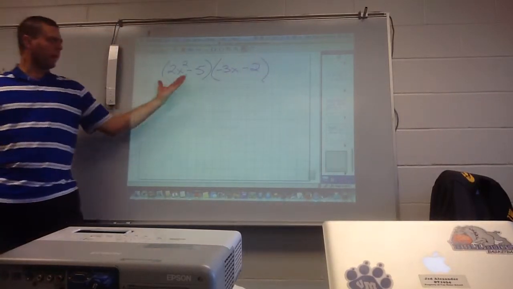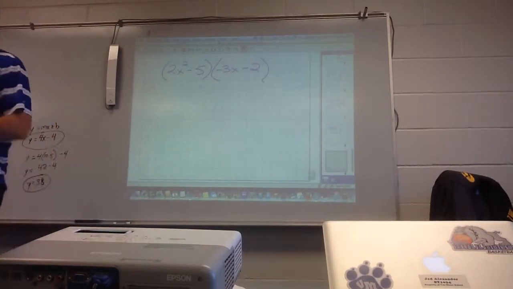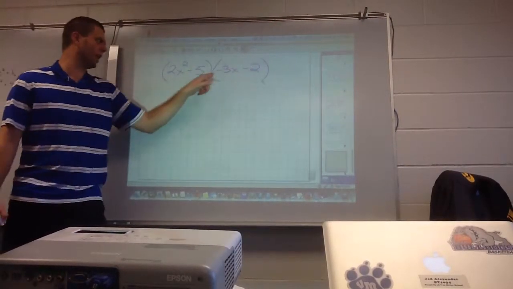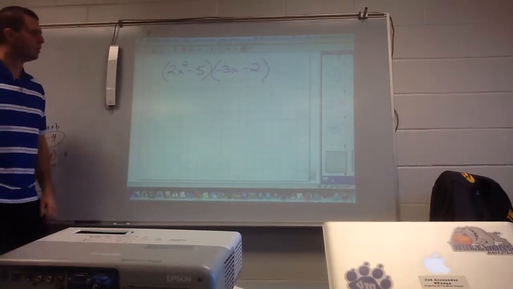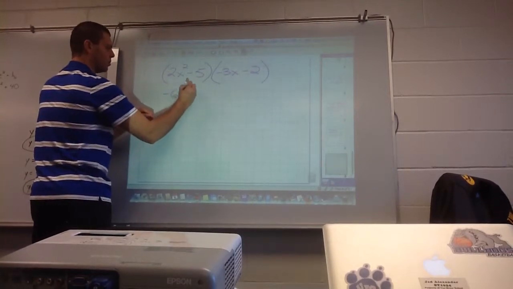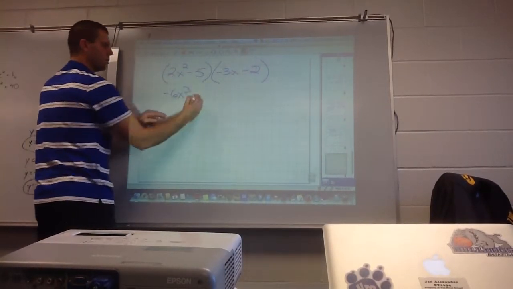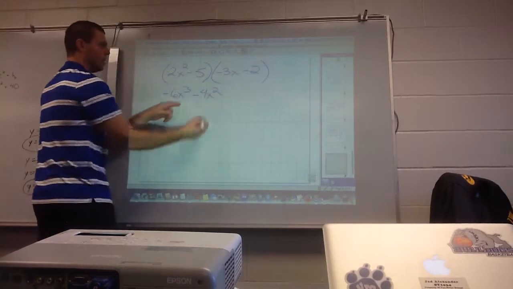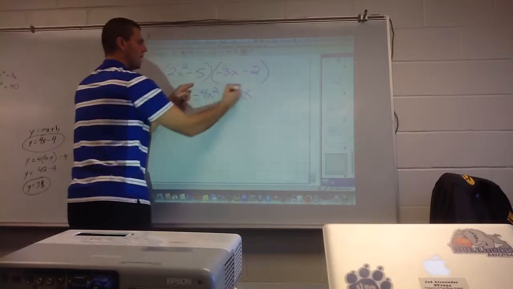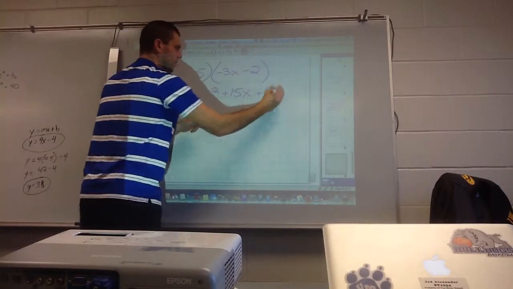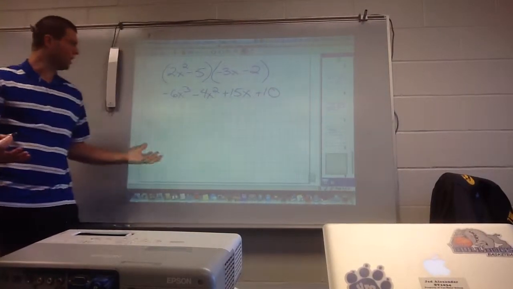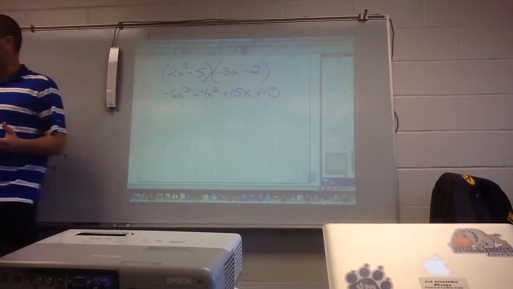If I ask you to multiply these two polynomials together, you're going to FOIL, or you have to distribute the 2x squared to both terms and then distribute the negative 5 to both terms. So 2x squared times negative 3x would be negative 6x cubed. 2x squared times negative 2 would be negative 4x squared. Negative 5 times negative 3x would be positive 15x. Negative 5 times negative 2 would be positive 10. And then you look to see if you have any like terms. In this case, there are no like terms, so you're done.